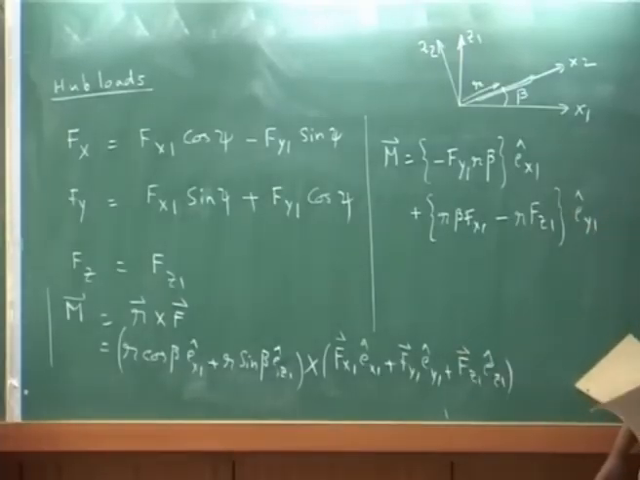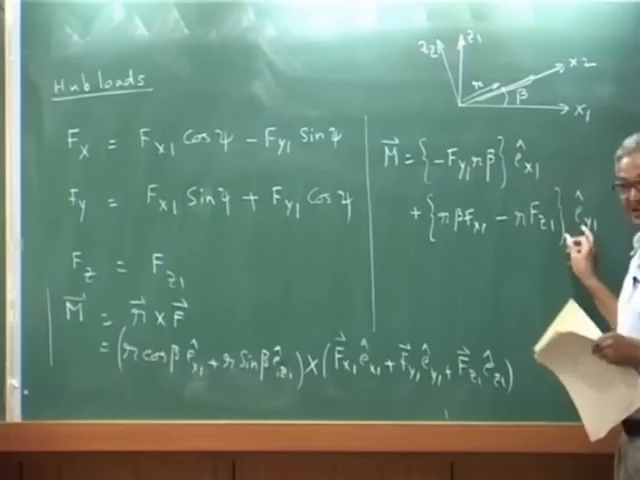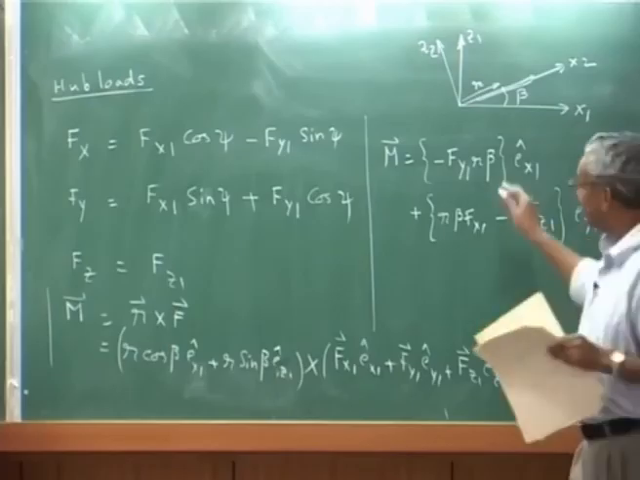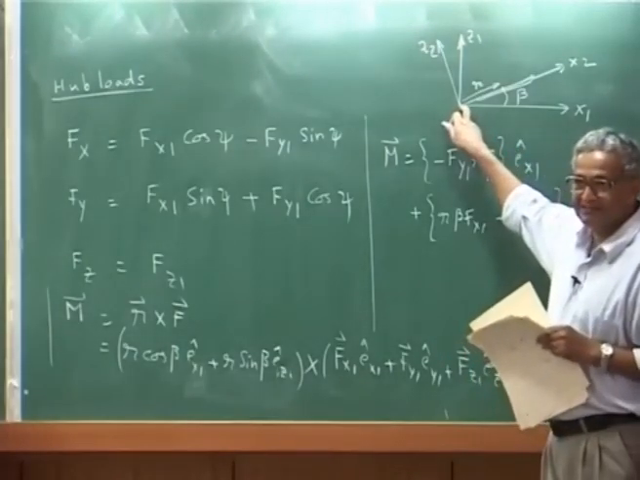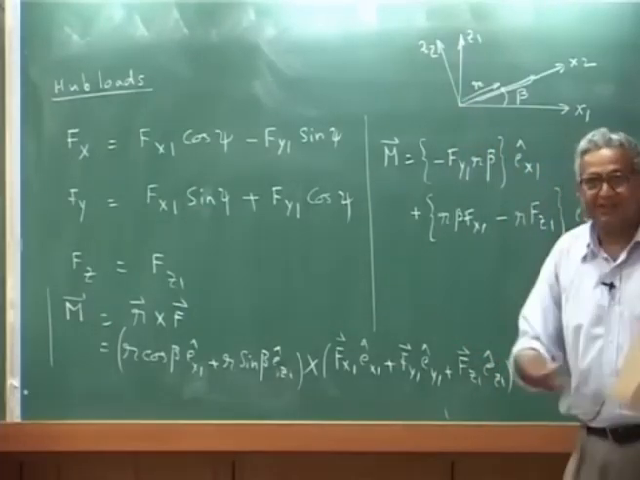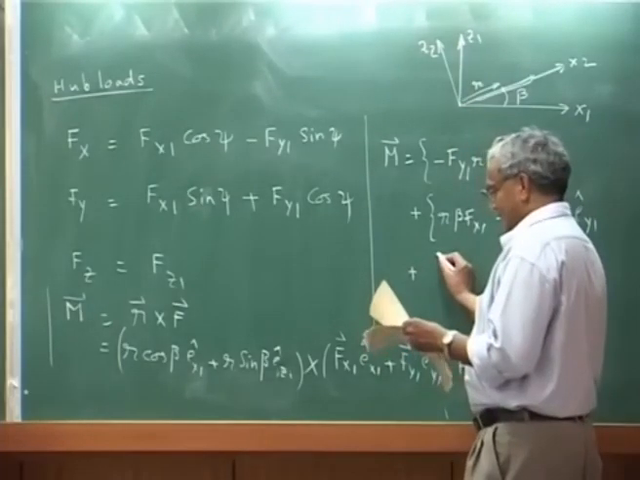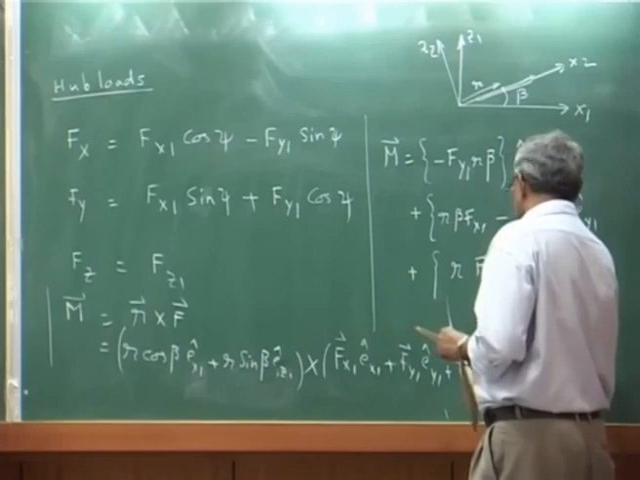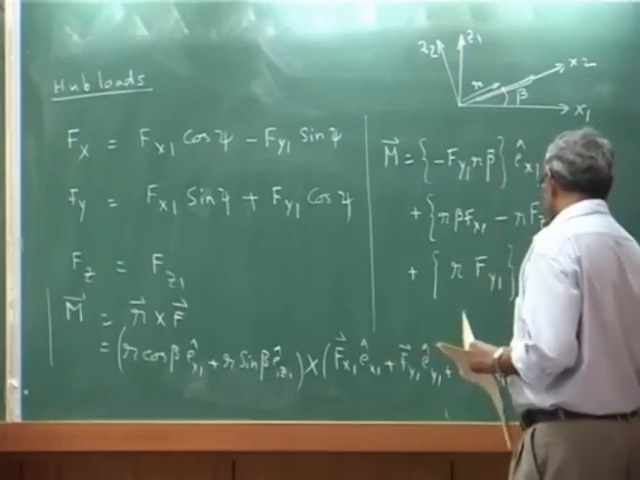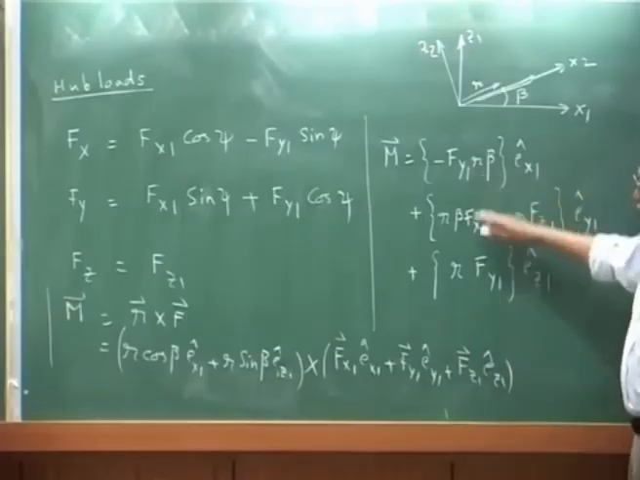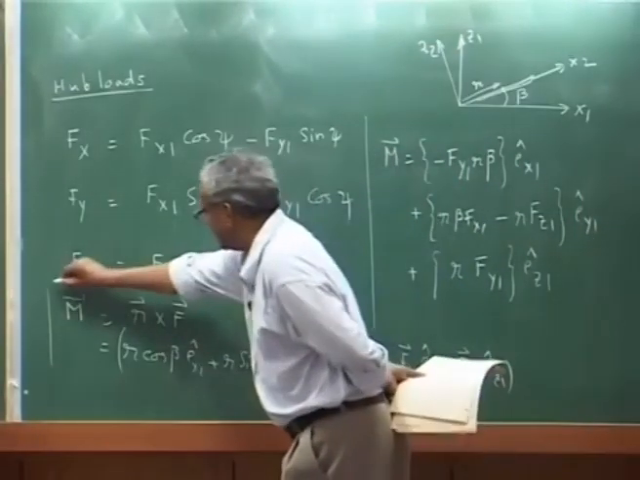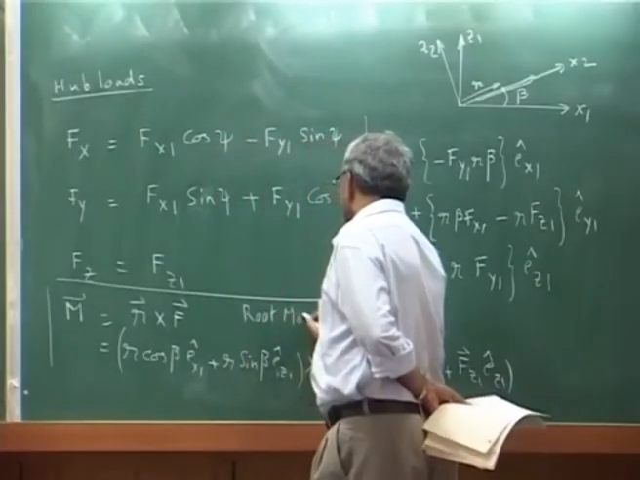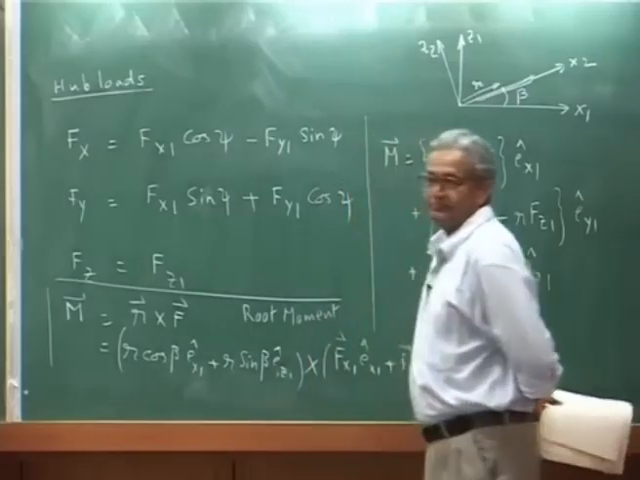Please understand, these are all in x1 y1 direction, still they are rotating, it is not actually the hub loads, okay. It is still at the root of the blade. Then I have to convert, and then plus you will have r f y1 ez1. These are my root moments. Maybe I will put a line here, this is root moment, okay.